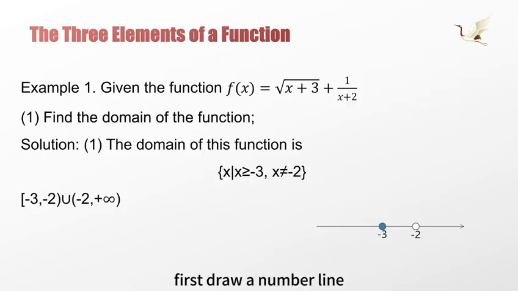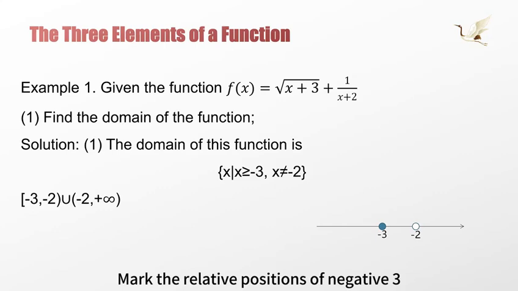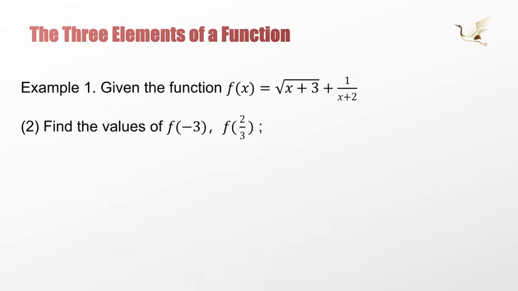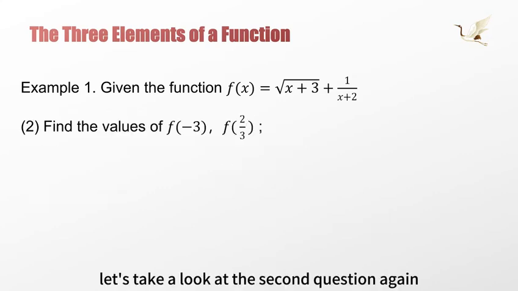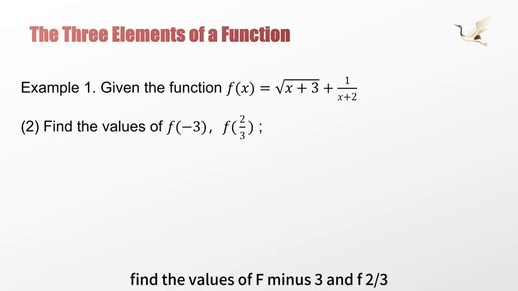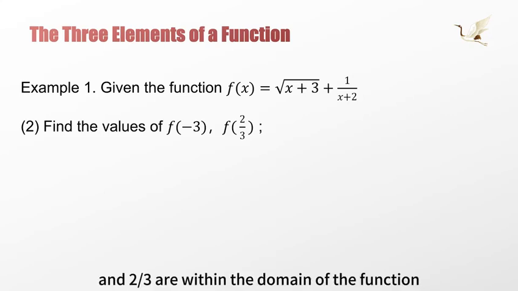Let's use the newly learned interval to represent the domain we just calculated. First, draw a number line. Mark the relative positions of -3 and -2 on the number line. It can be expressed as a left-closed, right-open interval from -3 to -2, and an open interval from -2 to positive infinity. Let's take a look at the second question again. Find the values of f(-3) and f(2/3), because both -3 and 2/3 are within the domain of the function.